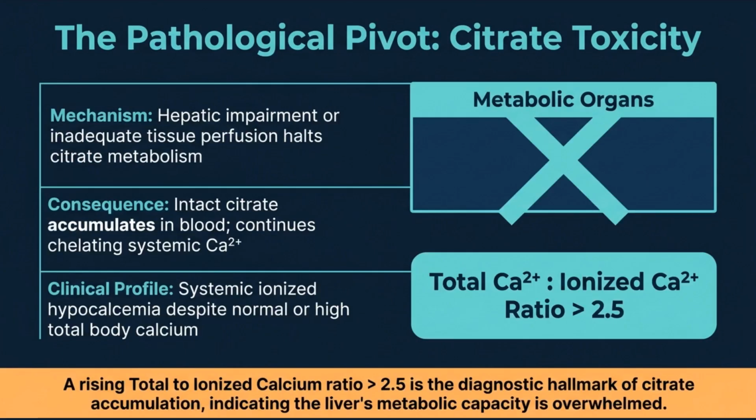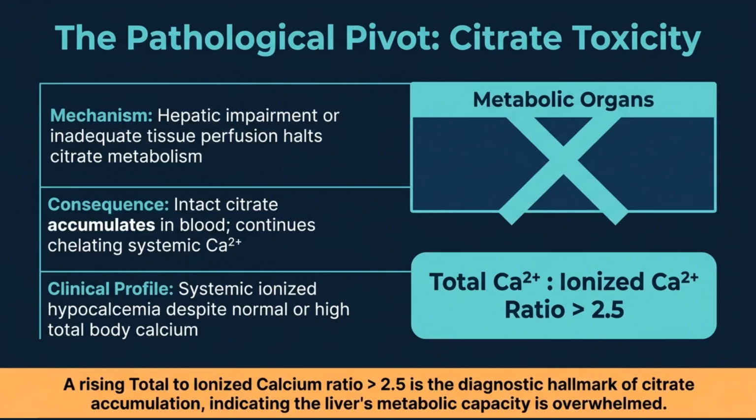Monitoring this requires close attention to calcium levels. Because citrate binds ionized calcium, accumulating citrate causes systemic ionized hypocalcemia despite a normal or high total body calcium. Therefore, a rising total calcium to ionized calcium ratio is the diagnostic hallmark of citrate accumulation. A ratio greater than 2.5 strongly suggests hepatic impairment, inadequate tissue perfusion, or inadequate circuit clearance. The liver cannot process the citrate load, so the chelated complex builds up in the blood.